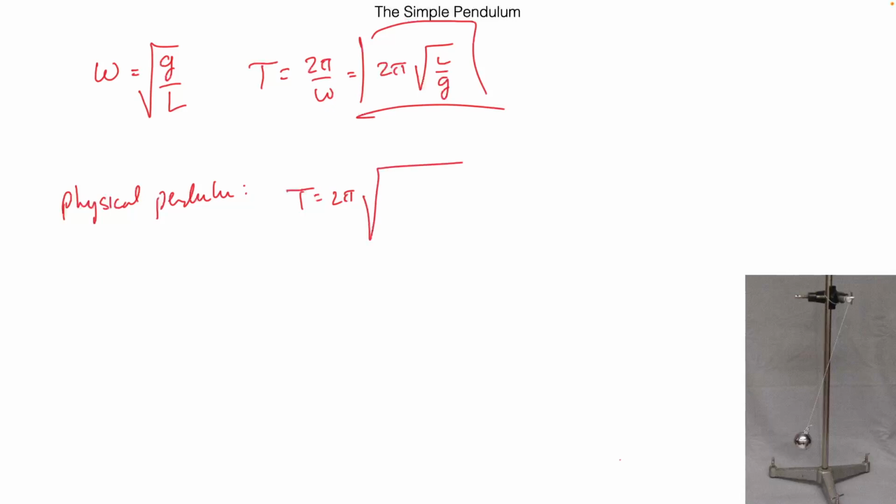Square root of the moment of inertia divided by mg times little d, where little d is the distance to the center of mass from the articulation point. So the pattern kind of remains. I mean, omega is different for a physical pendulum than a simple pendulum than a spring. But once you find out what omega is, you can very easily solve these problems.